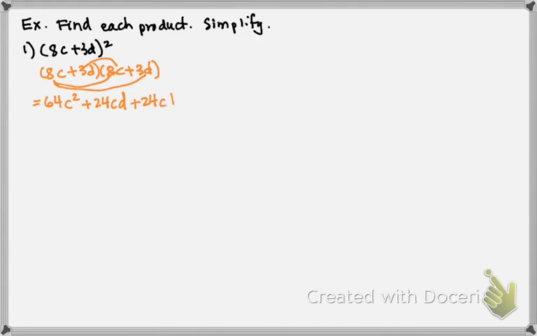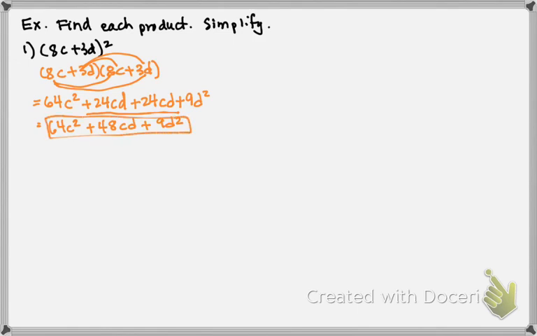That should be DC. So let me go ahead and change that so it should be CD. Sorry about that. That didn't make sense. So that's going to switch around to CD, and then we have a positive times a positive is a positive, and 3D times 3D, 3 times 3 is 9, D times D is D squared. Look here in the middle, we have like terms, so we get 64C squared plus 24 plus 24 is 48CD plus 9D squared.